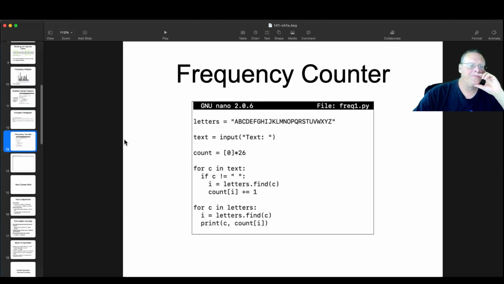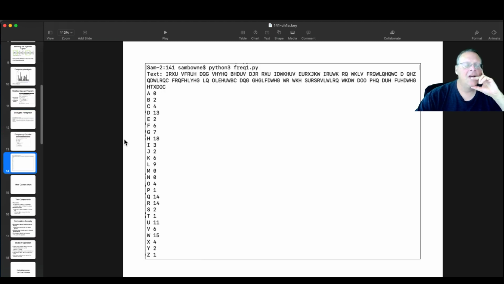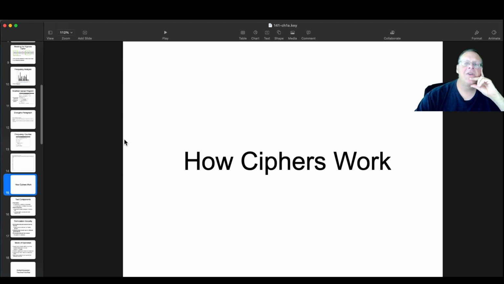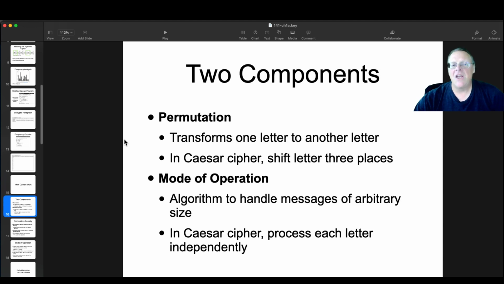All right. So that's the Caesar cipher. It shows the fundamental principles, and of course that's not good enough, and we need stronger ones, but they're made by variations on that. So you have permutations where you translate one letter to another letter, and that's one component, and the other one is a mode of operation, which is how you handle messages of arbitrary size. Now the Caesar cipher has no problem with the length of the message. It does each letter independently.